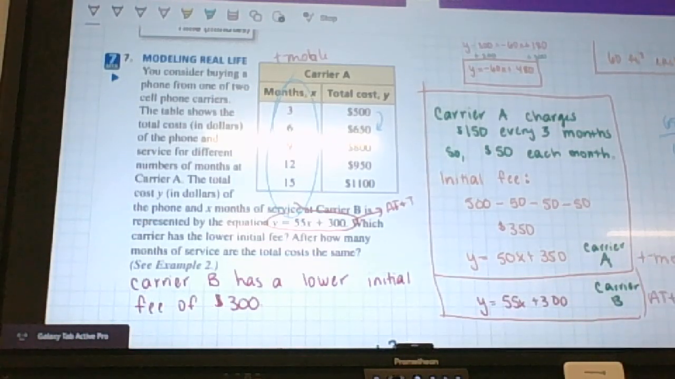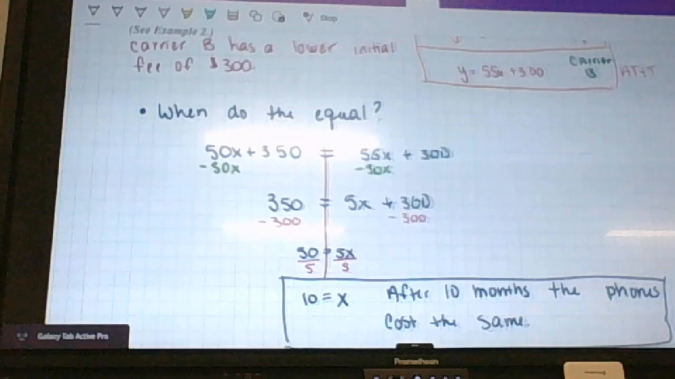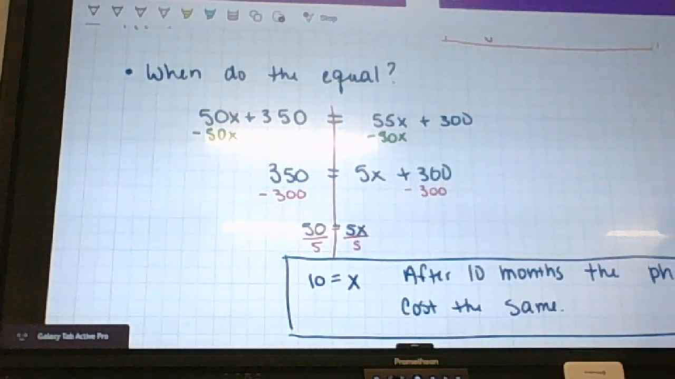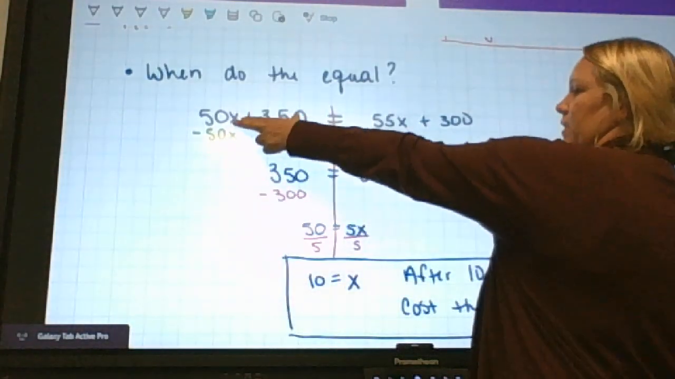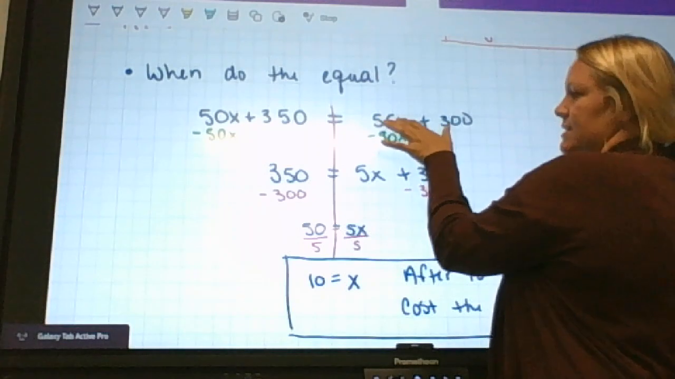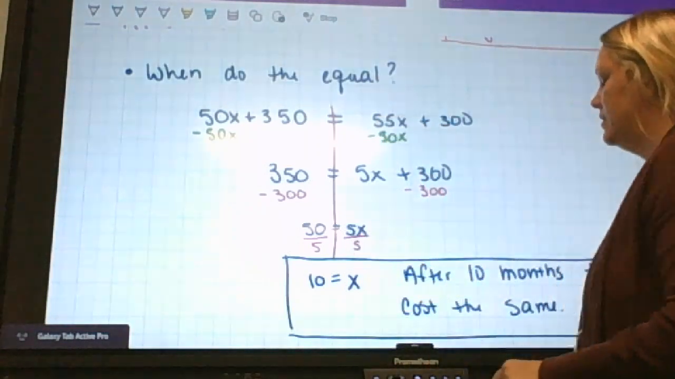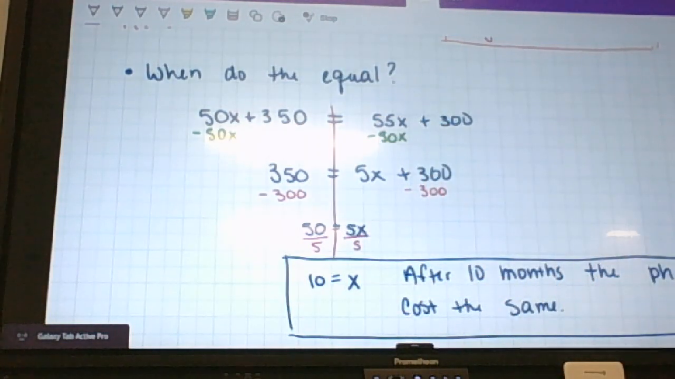After how many months of service are their total costs the same? This is how you do that. When do they equal? You take that first equation, set it equal to the second equation, and solve it. Or you can use logic and reasoning. You guys can all follow that pattern and figure out when they have the same fee. When you solve it, you get 10. After 10 months, the phone costs the same.